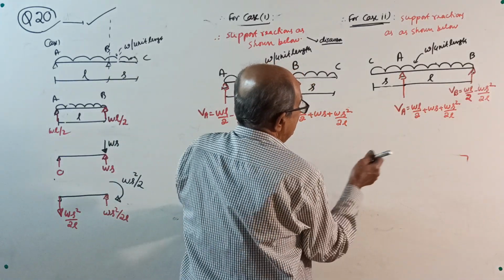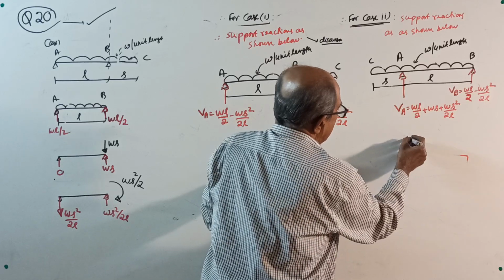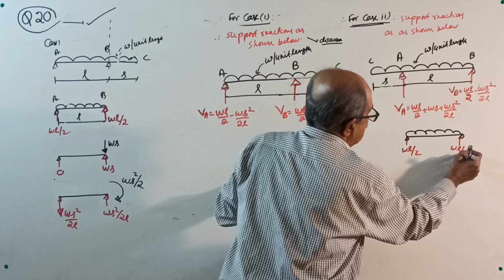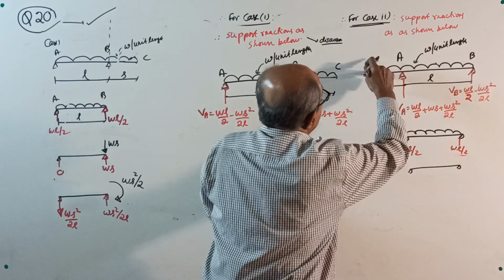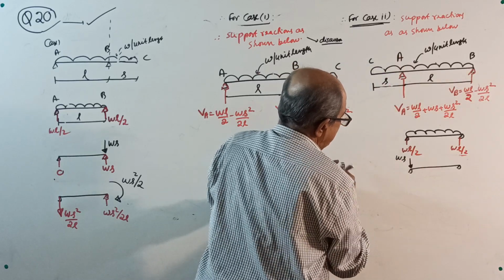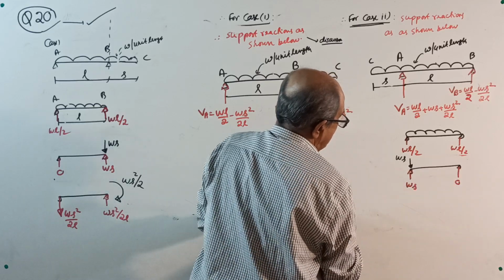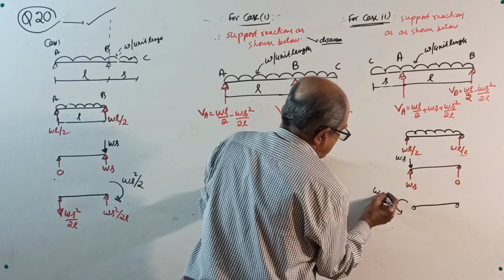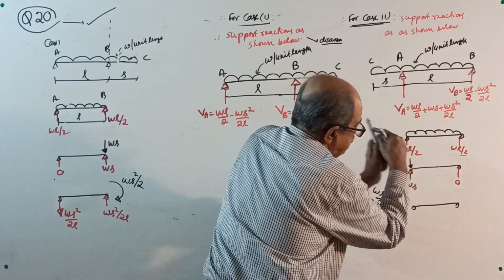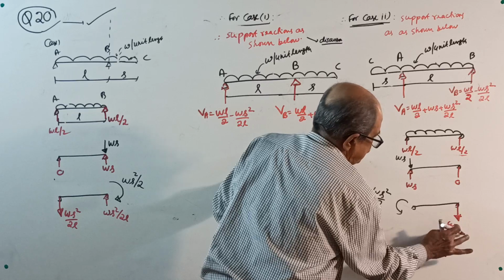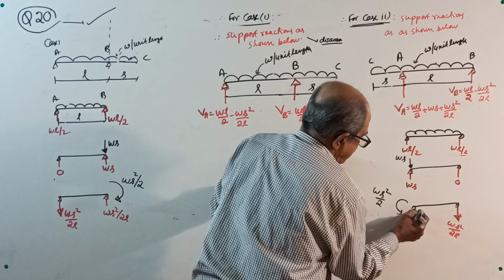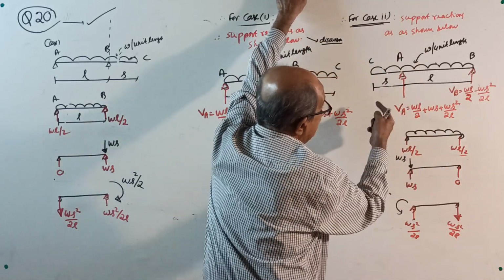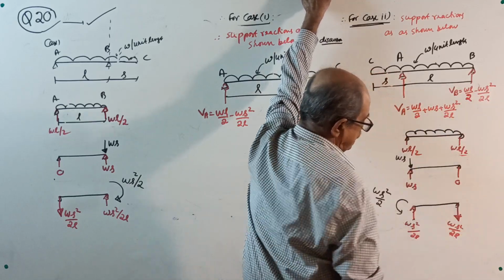Same way here, what I will do is consider only the UDL. Both reactions will be WL by 2. Then, to this beam, I will transfer this load W into S here. Reaction will come WS here, 0 here. And then this W into S by 2 will create an anti-clockwise couple of WS square by 2. Because of that, it will try to lift that support. That reaction will come down by WS square by 2L, this is upwards of WS square by 2L. So finally, WL by 2 up and minus down WS square by 2L.